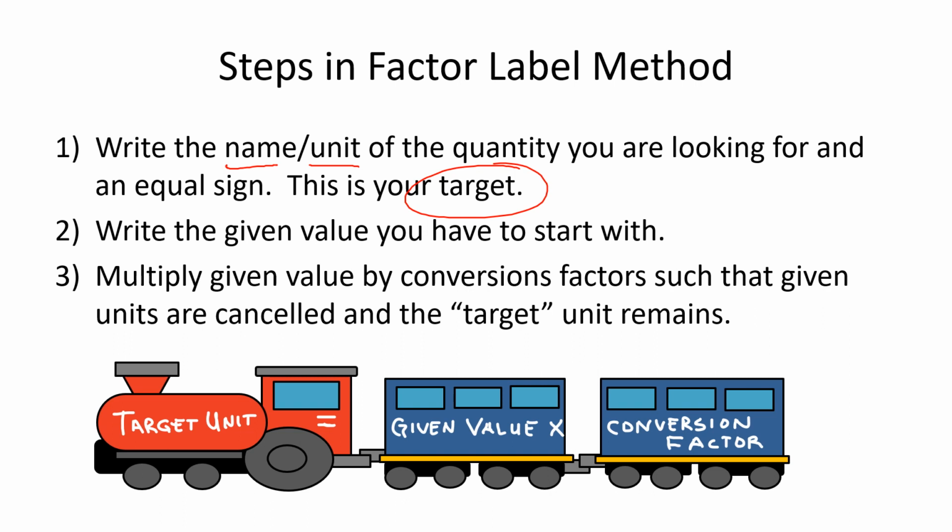And then you're going to look for in the problem or from the data that you have a given value, a measurement that you can start with. And then you're going to use those conversion factors to convert from one unit into another until the unit you get is the target unit. So when the right side of the equation equals the target unit, you can stop. So what does that look like? We're going to look at an example in the next slide.